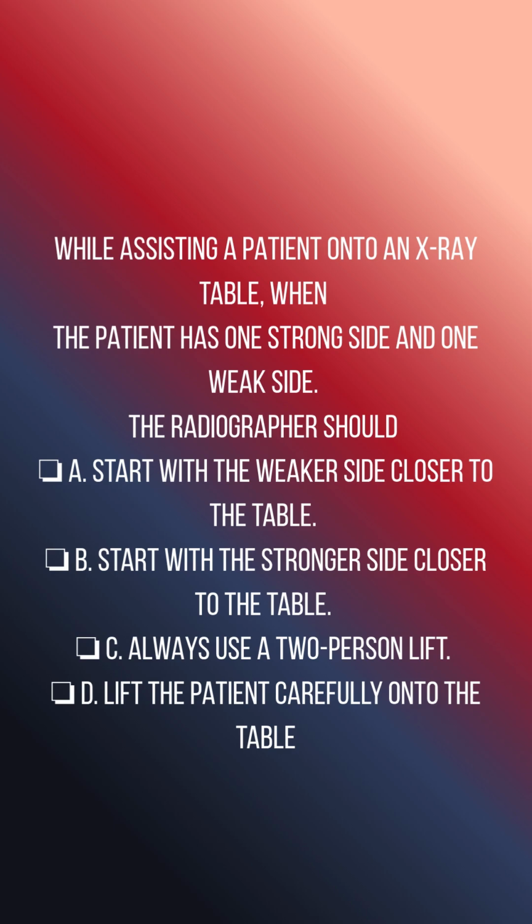So when assisting a patient onto an X-ray table, where the patient has one strong side and one weak side, what should the radiographer do? Now, first and foremost, it is encouraged from what we've been taught in school that when you're lifting a patient, or doing anything to a patient, if you want to undress the patient, attach anything, add anything, you start with the stronger side. Because if you start with the weaker side, the patient might be experiencing pain on that side. You start with the place that is most uncomfortable for the patient. It makes the whole procedure very stressful for both you and the patient.